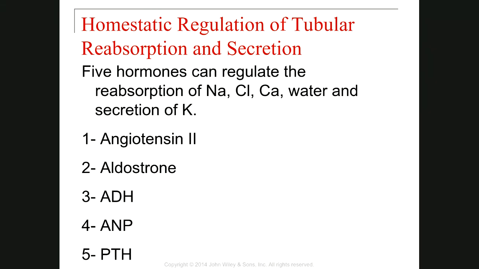The homeostatic regulation of tubular reabsorption and secretion can be done by 5 different hormones in our body. One of them is called angiotensin 2. I talked about angiotensin 2 in the blood vessel chapter. One of them is aldosterone. The other ones are ADH, ANP, and PTH. These hormones can regulate the reabsorption of sodium, chloride, calcium, water, and they can help secretion of potassium ion.